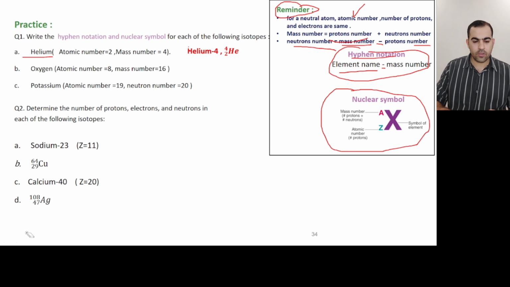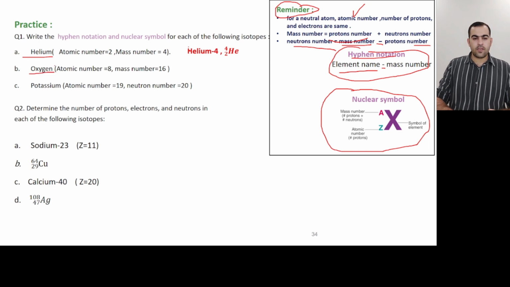So the next question is the same. Oxygen: atomic number is 8, mass number 16. For hyphen notation, we write the oxygen name, then hyphen, then the mass number. For the nuclear symbol, we write the symbol of the element, and in superscript we write the mass number, which is 16, and the atomic number, which is 8.